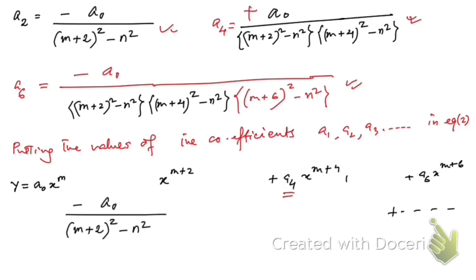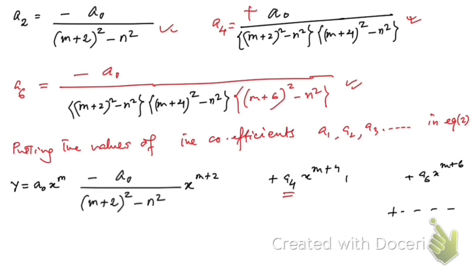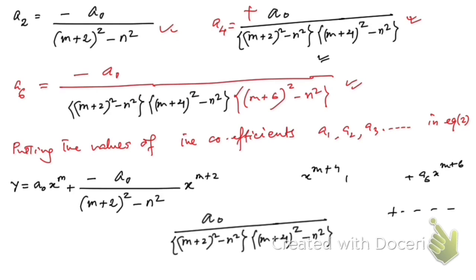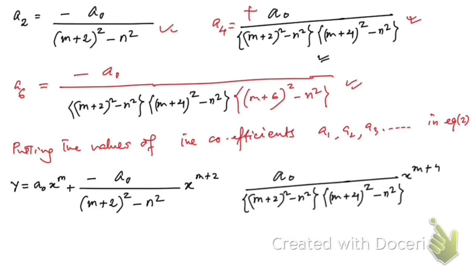So this is a2, so we are to replace a2 by this. Now let me replace this a4 by this result. Let me copy this result. So this is a4, right? a4 into x to the power m plus 4, right? Let me write this one here, just give me a second.